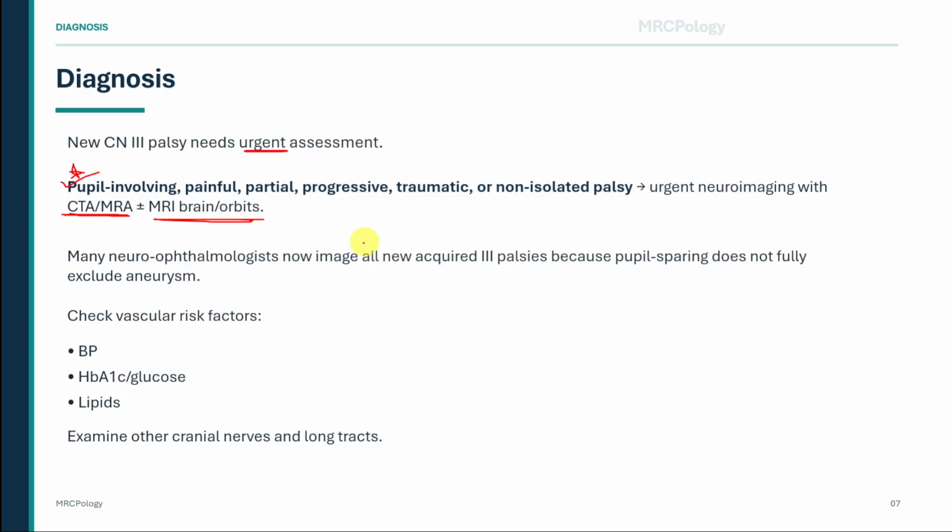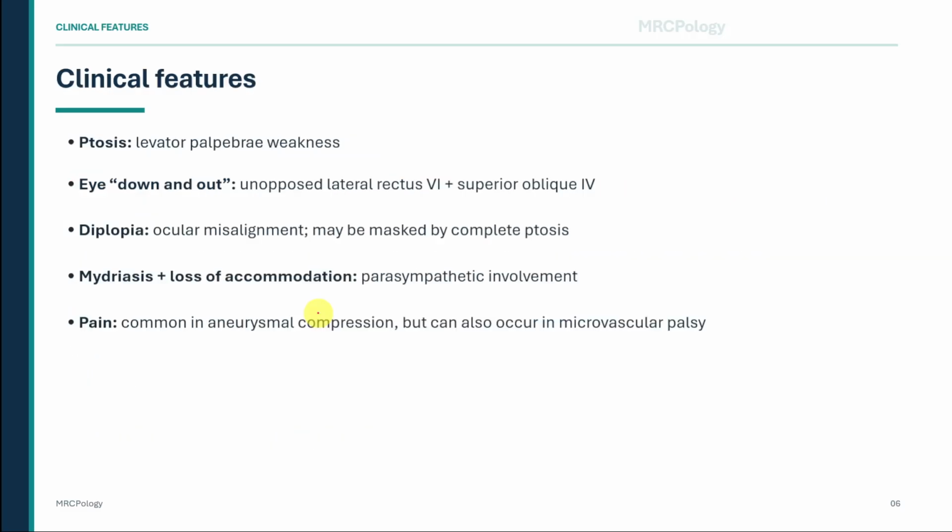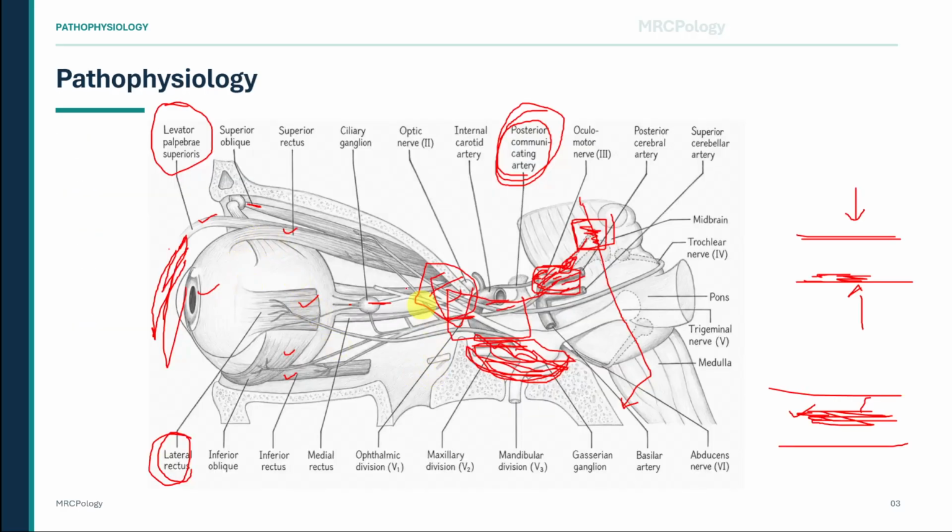On examination, look beyond the eye. Test the fourth and sixth nerves. Test facial sensation in V1 and V2. Look for ptosis, chemosis, fever, visual loss, optic disc swelling, and signs of sinus or orbital infection. Examine the limbs for pyramidal signs, cerebellar signs, and sensory changes. A third nerve palsy with contralateral weakness points back to the midbrain. A third nerve palsy with multiple ocular motor nerves and trigeminal sensory loss points to the cavernous sinus or superior orbital fissure. A third nerve palsy with visual loss points towards the orbital apex or optic nerve involvement.